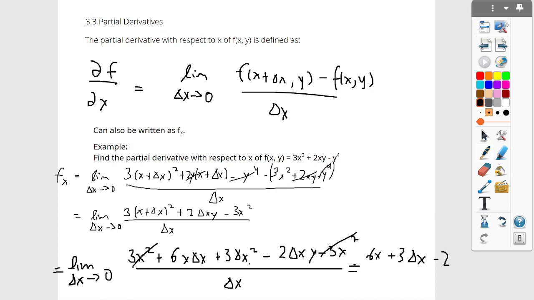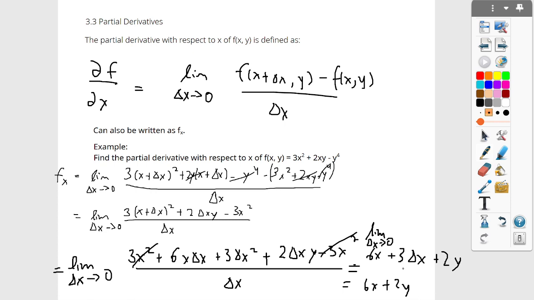Or no, I'm sorry, it's plus 2 delta xy. And don't forget the limit. So limit as delta x approaches 0 of this, which means if you plug in 0 for delta x, the delta x doesn't exist in the last term because it's cancelled, so 2y. If you plug 0 in for delta x, you'll get 6x plus 2y. And that is your derivative. So f sub x is 6x plus 2y.